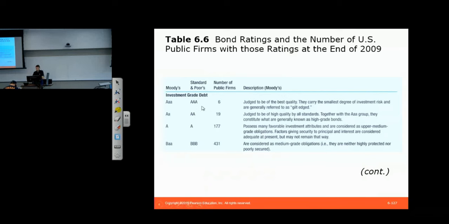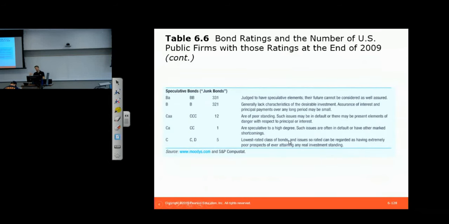As you take away letters, you're walking down the credit ladder. That is, you're increasing risk. But anything from AAA down to BAA or BBB, depending on what rating you're looking at, is considered what we call investment grade. That is, this is a good credit risk. In all likelihood, you're going to get paid in full and on time by one of these companies that have this credit rating.